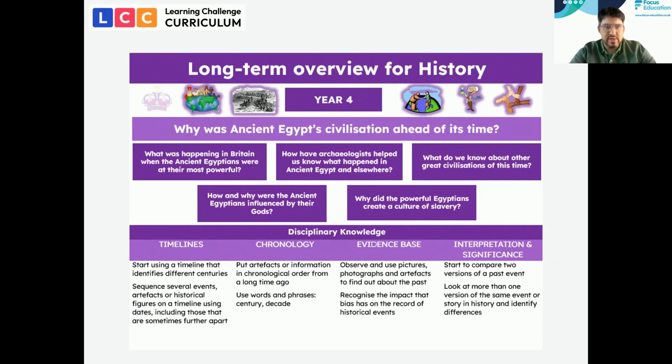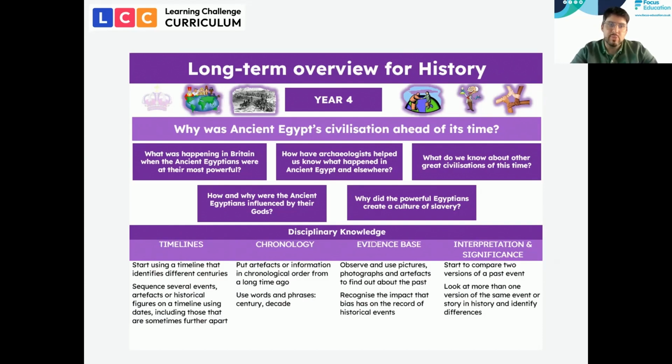Also, within that, every unit is led by an overarching inquiry question. So we've got, why was ancient Egypt civilization ahead of its time here? And that is then developed into your components with 4 or 5 sub-inquiry questions. And this is the same for history, geography, science, and our new DT units that we've developed recently too. That's taken from your substantive knowledge. So the key 5 pieces of substantive knowledge are turned into your inquiry questions and might be worded slightly differently, but that's essentially where they come from. And that's to ensure that the key knowledge is at the forefront of every unit of learning that you're teaching through the learning challenge.